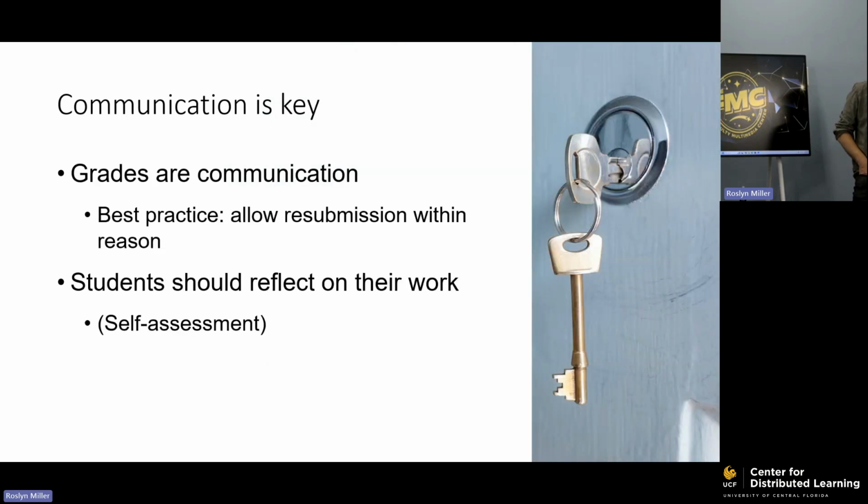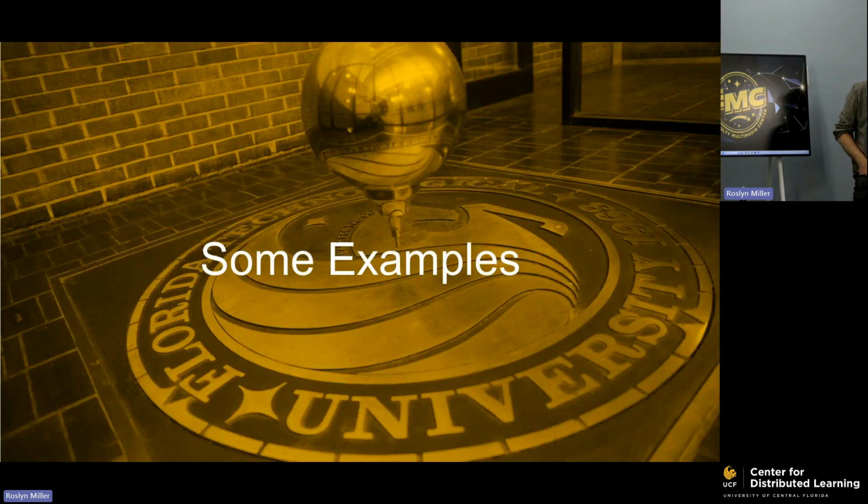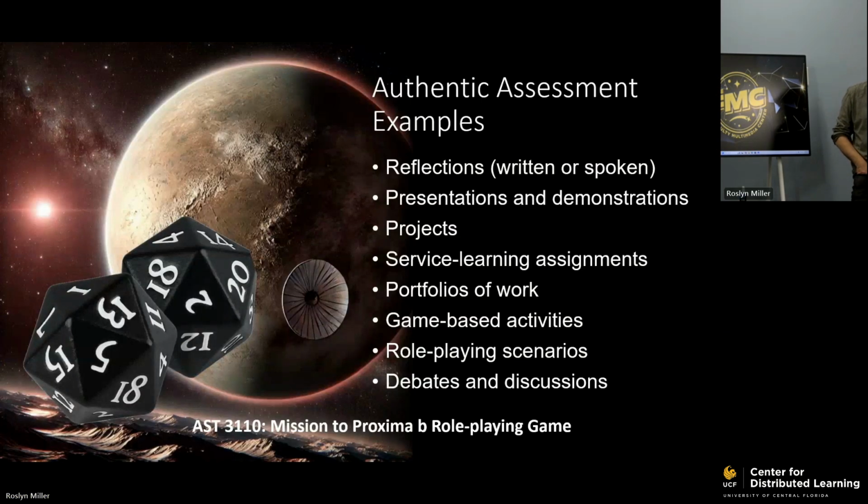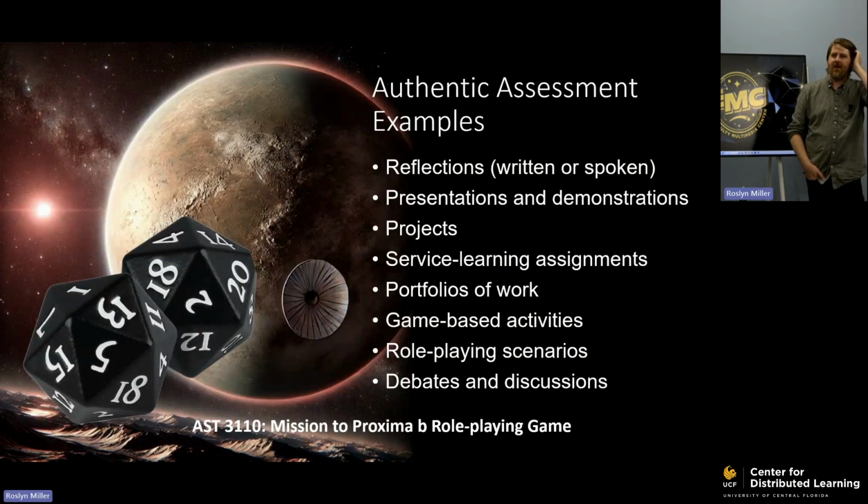Okay. So I'm going to skip a little ahead in the slides and just go to some examples now. Some examples of authentic assessment. These are the type of things that really allow a student to be a little bit imaginative or creative, as opposed to multiple choice or multi-select or something like that. So reflections, like we're talking about, are a really great way, written or spoken. Presentations and demonstrations, projects, service learning assignments, portfolios of work, game-based activities and role-playing, debates and discussions.